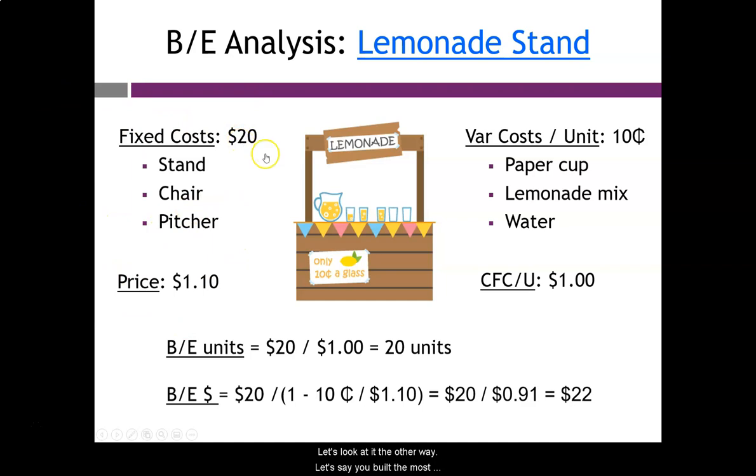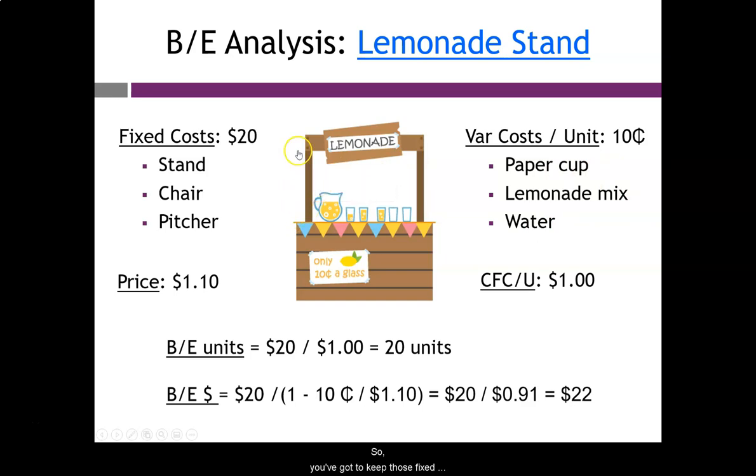Let's look at it the other way. Let's say you built the most beautiful lemonade stand around. You built a mahogany lemonade stand. You had a marble top to it. You used a crystal pitcher. Now your fixed costs are $5,000 instead of $20. Now how many cups do you have to sell? A heck of a lot, right?